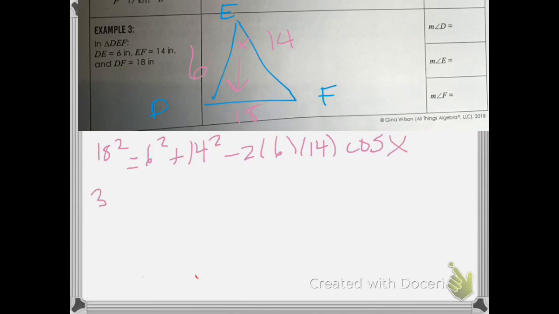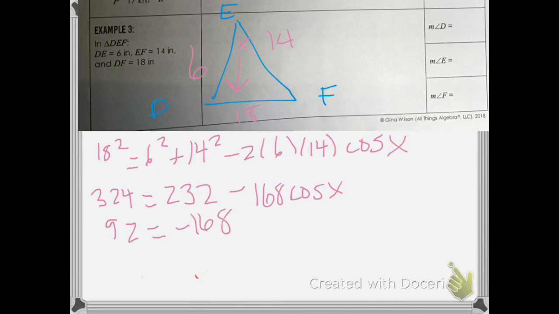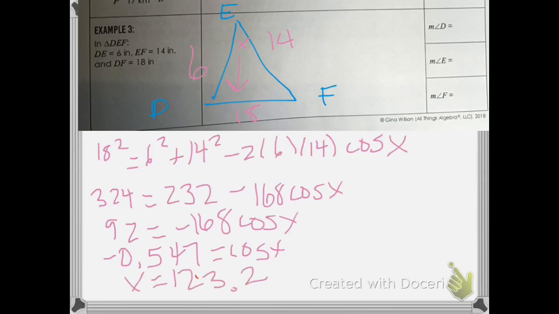18 squared is 324. 6 squared plus 14 squared is 232. Minus 2 times 6 times 14 is 168 cosine of X. Subtract 232, 92 equals negative 168 cosine of X. Divide by negative 168. Put that in your calculator and find the inverse, and you'll get that X is 123.2. That was angle E.